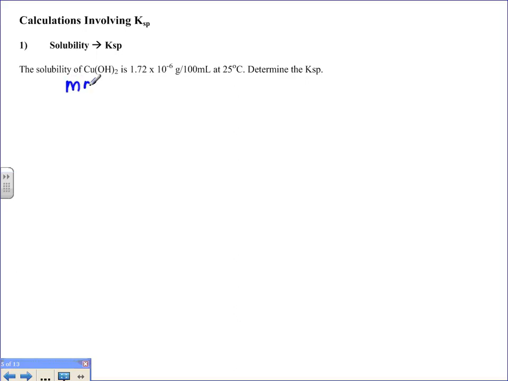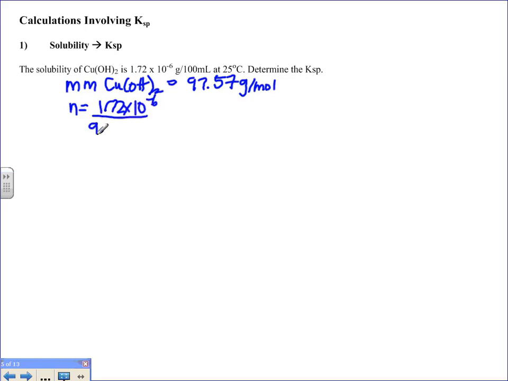The molar mass for the copper hydroxide is equal to 97.57 grams per mole. And what we have here is a solution where 1.72 times 10 to the negative 6 grams of this is dissolved in 100 milliliters. So we can determine the moles by doing moles is equal to mass divided by molar mass. The moles that we have here is 1.76 times 10 to the negative 8.